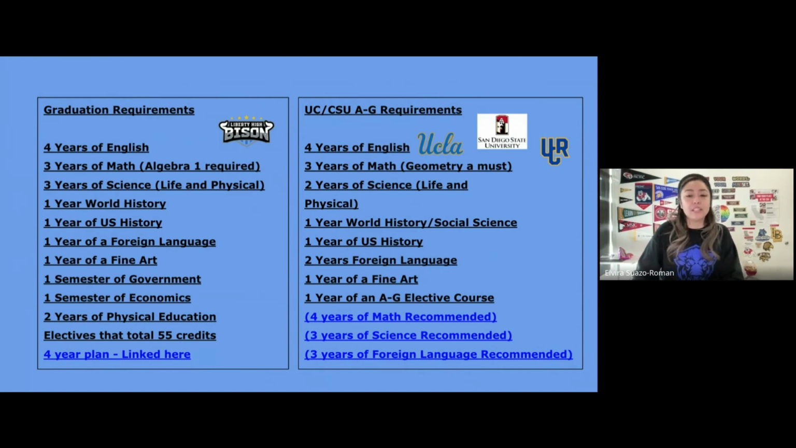If you're planning to attend a UC, CSU, or a four-year university after high school, there are additional requirements to keep in mind, such as at least 3 years of math with geometry included, 2 years of a foreign language, and recommended extra years in math, science, and foreign language.